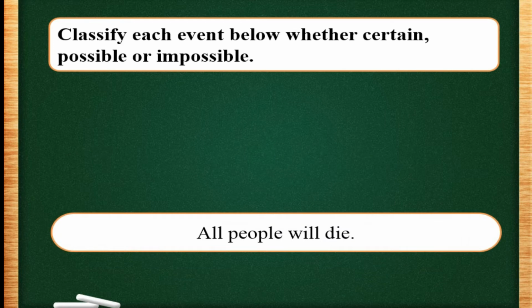Another example would be all people will die. Is this event certain, possible, or impossible? The event all people will die is a certain event because certainly no one will stay for a very long time on this earth. Everybody will come to an end. So those are the examples of events.